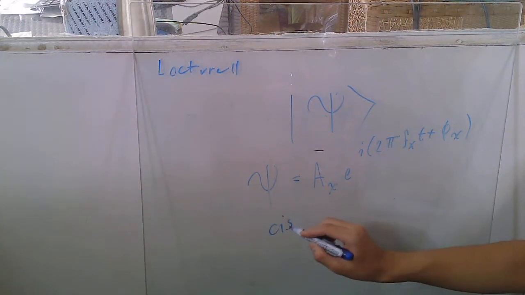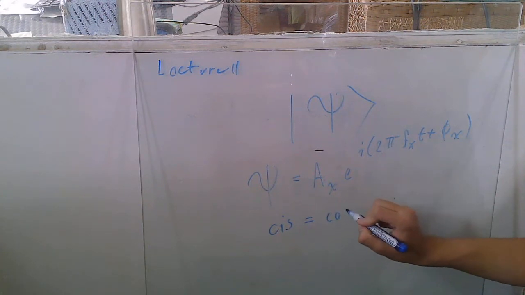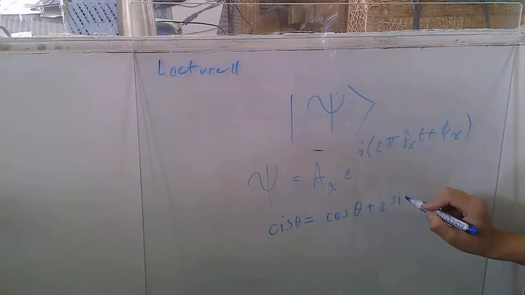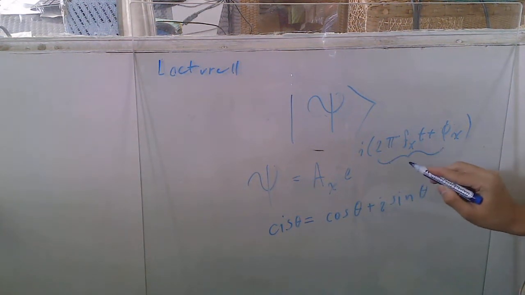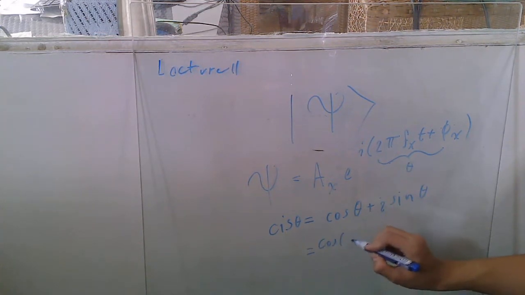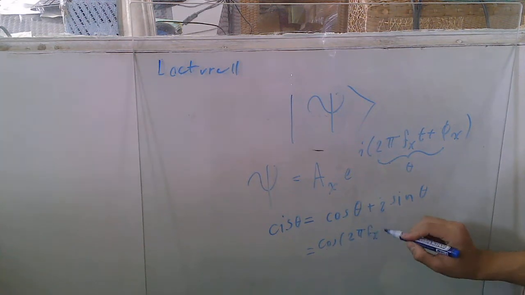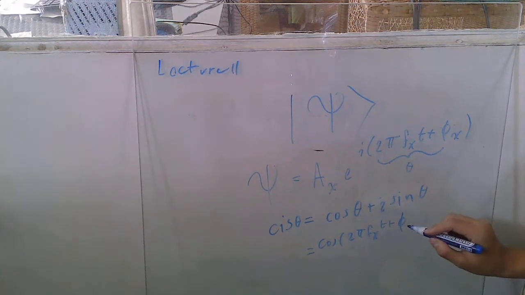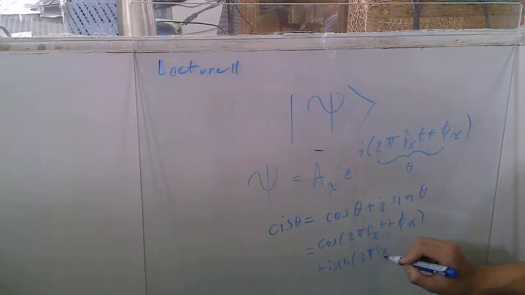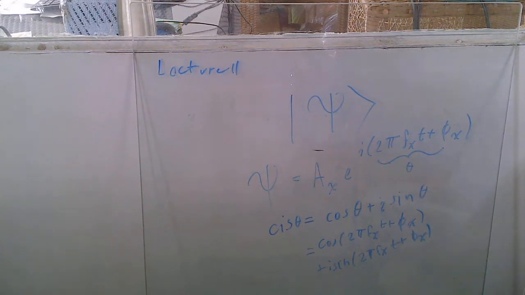The cis function of theta is cosine theta plus i sine theta. We just take this expression over here to be theta, and then we get cosine of (2π f_x t + φ_x) plus i sine of (2π f_x t + φ_x). As you notice, cosine and sine are waves, or functions that describe waves, which is why we call this the wave function.